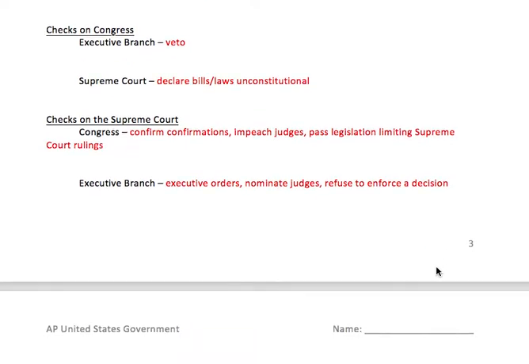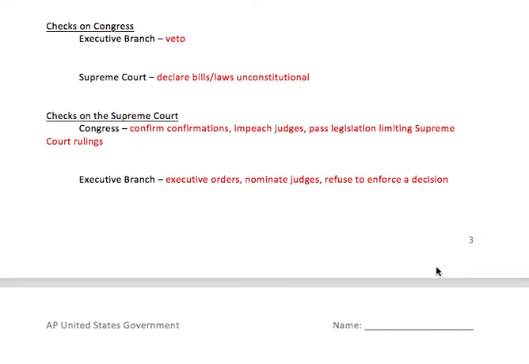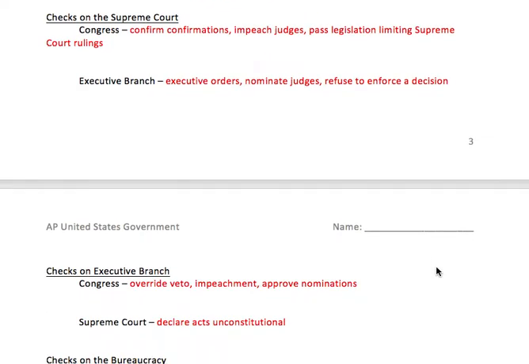Now, looking at different checks on different branches. If you were the executive branch checking on Congress, you could veto a bill. If you were the Supreme Court checking on Congress, you could declare bills unconstitutional. Different checks on the Supreme Court: if you're Congress, you can confirm all the nominations to the Supreme Court, impeach judges if it gets to that point, and then you could pass legislation that limits a Supreme Court decision.